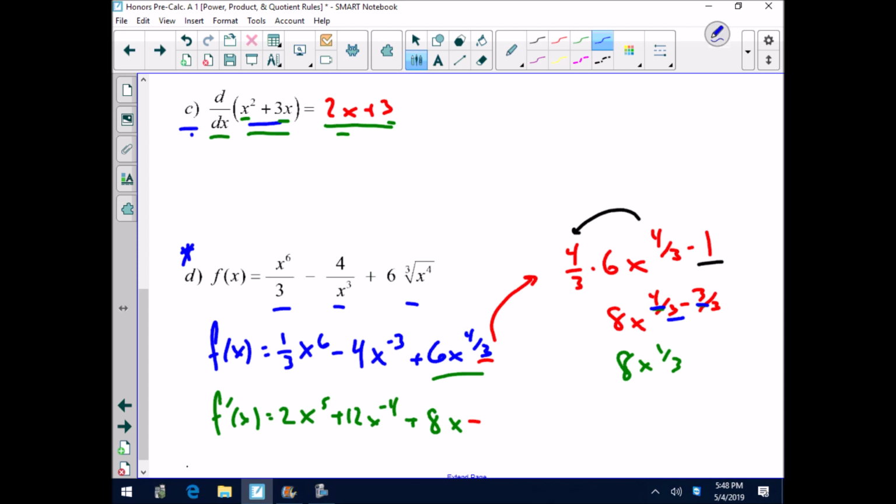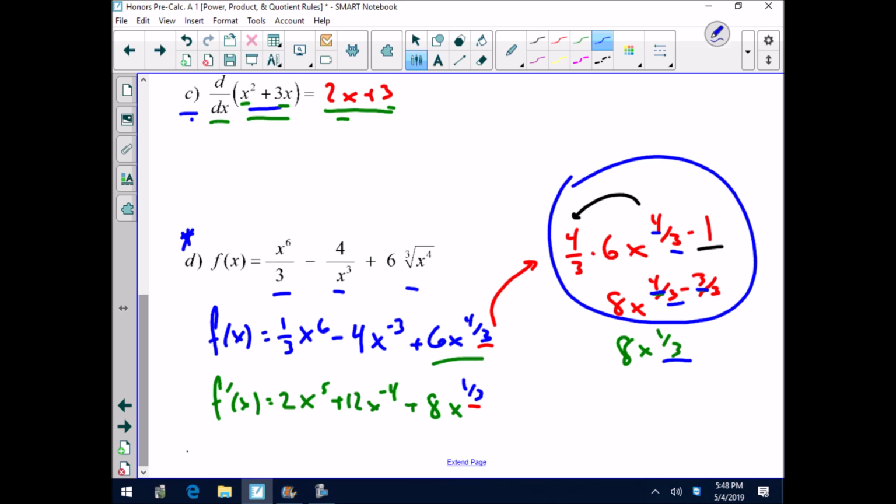So a shortcut to this is always going to be basically multiply in front by that fraction exponent, and then subtract the quantity of the denominator away from the numerator, and that's going to give us our exponent for our derivative. So right here, instead of going through this whole process, I've got 4/3 times 6, right? That's going to give me 8. And then I'm going to subtract the quantity of the denominator, 3, away from the numerator, 4, and that's going to give me my 1/3 power that I would have when I take the derivative with the power rule.